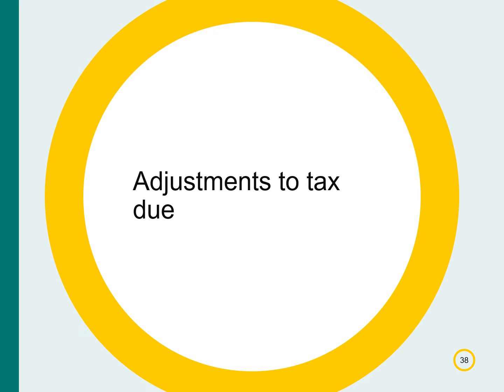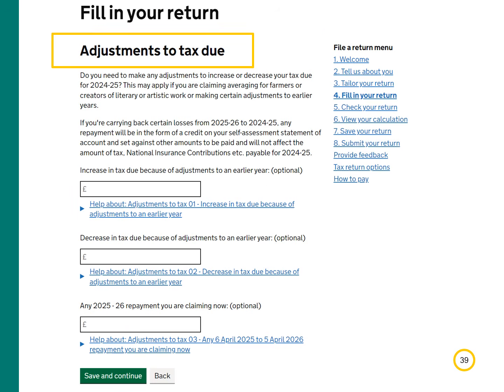Next, we ask you about adjustments to increase or decrease the tax due for the tax year 2024 to 2025. This is the Adjustments to Tax Due page. There are 3 questions on this page. Many people will leave this page blank, as entries in this section are only made in limited circumstances.